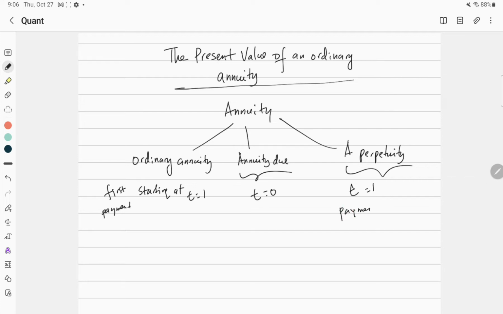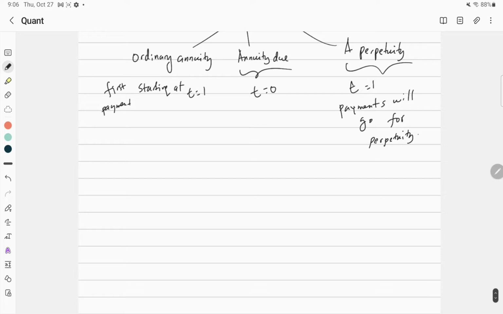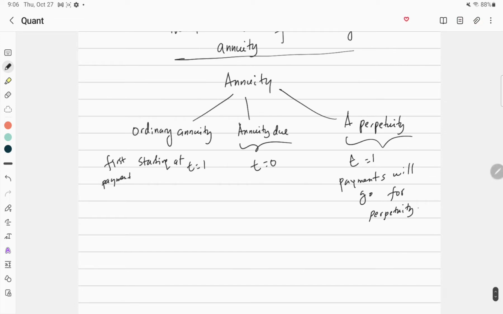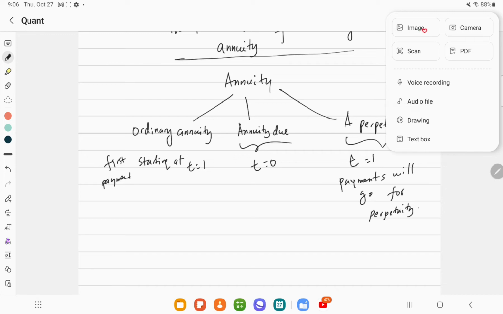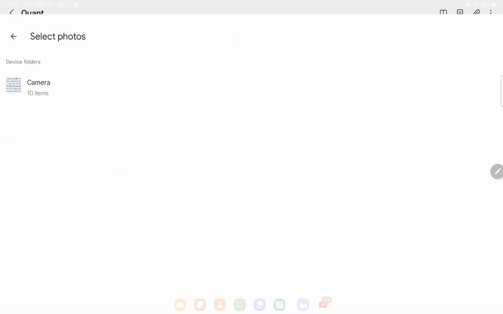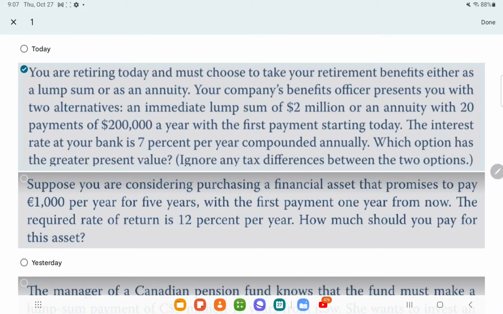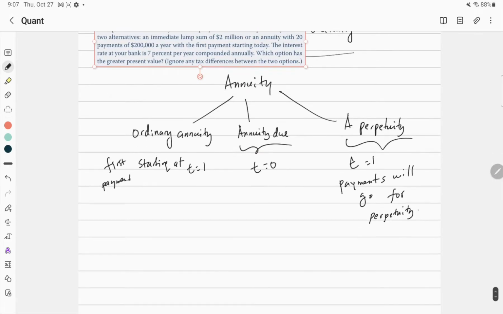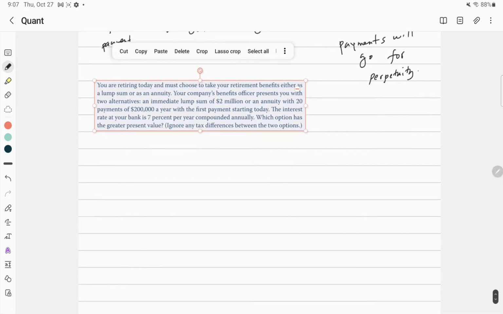The payments will go on forever for a perpetuity. That's the name perpetuity. So now we have this problem that we're going to solve, and let's just import that problem. It's a retirement problem. Basically what happens is that you are retiring today.